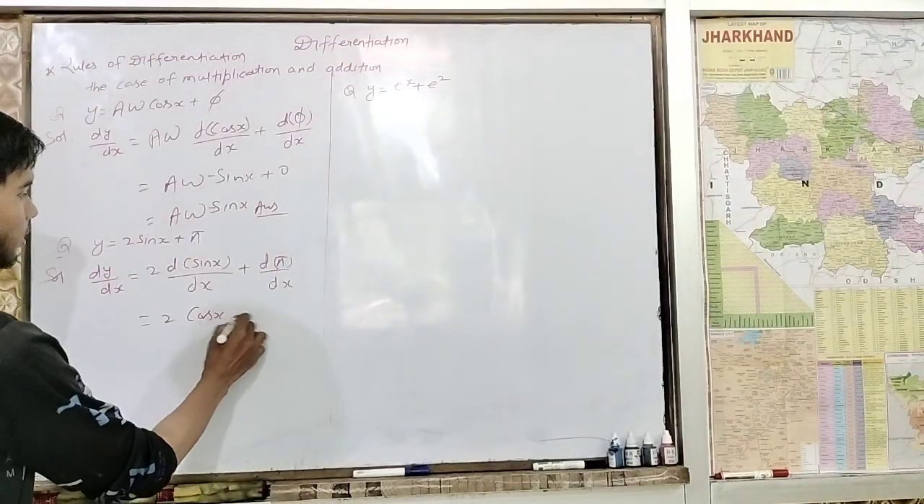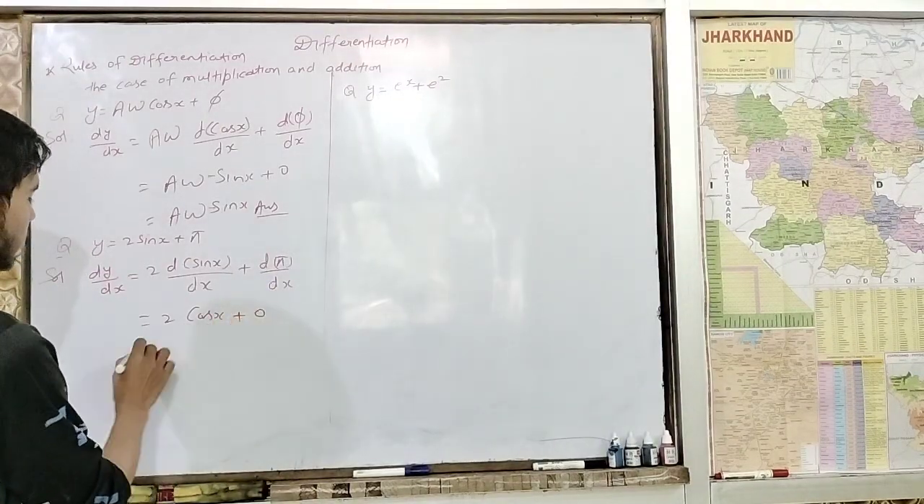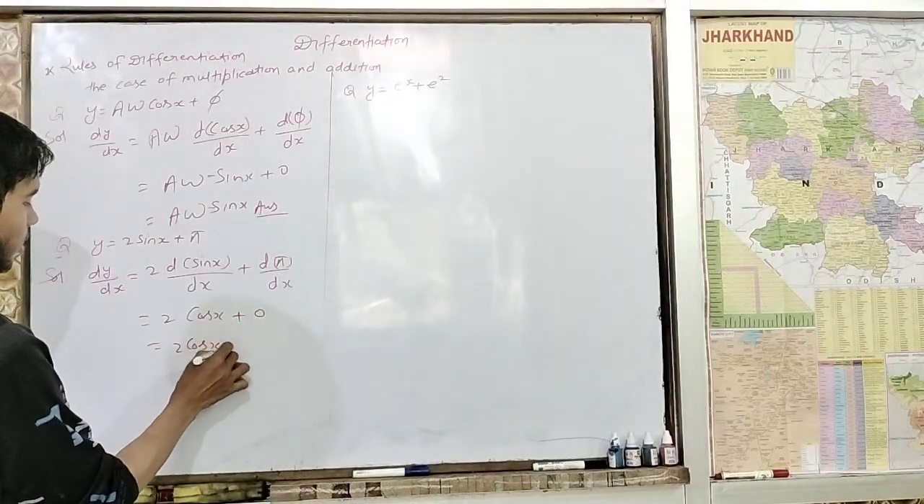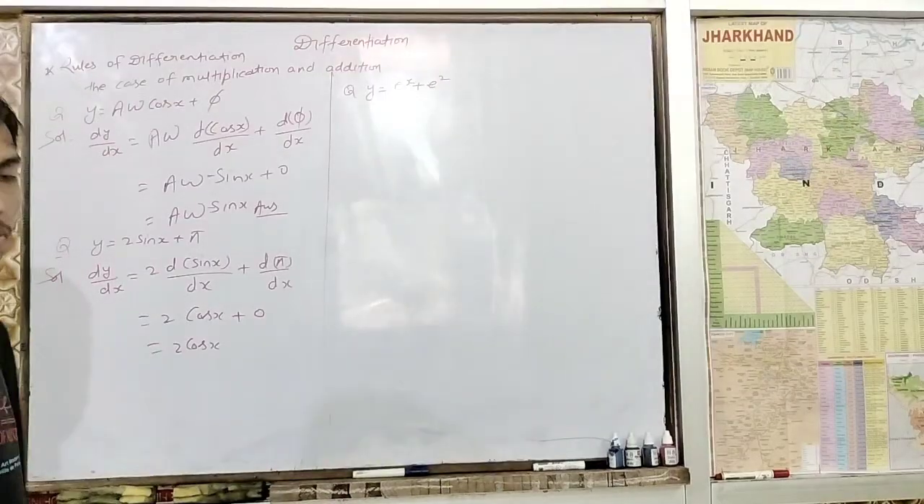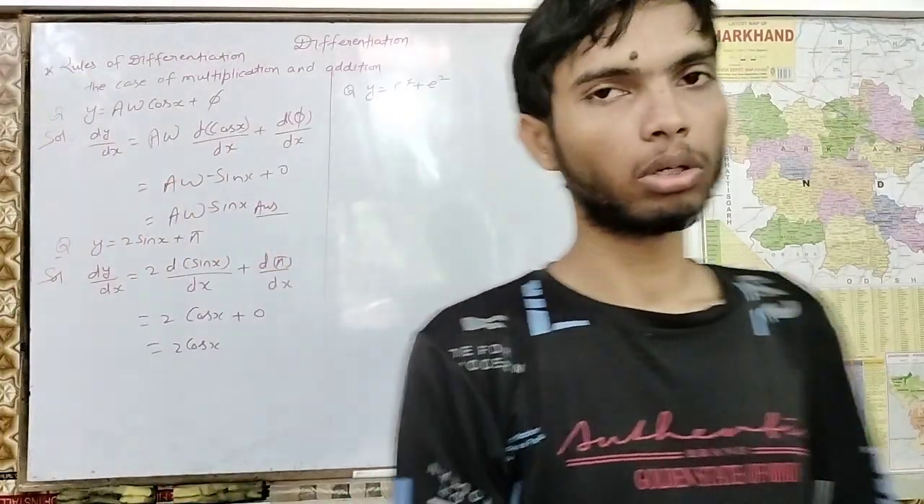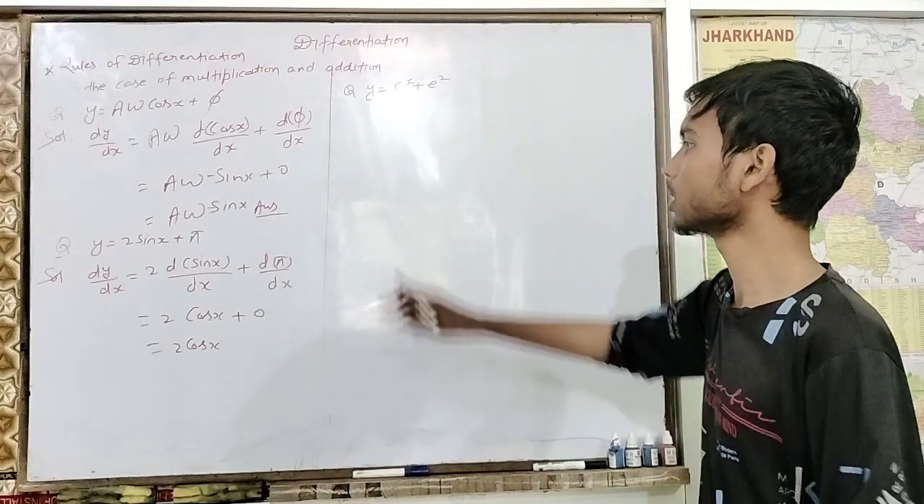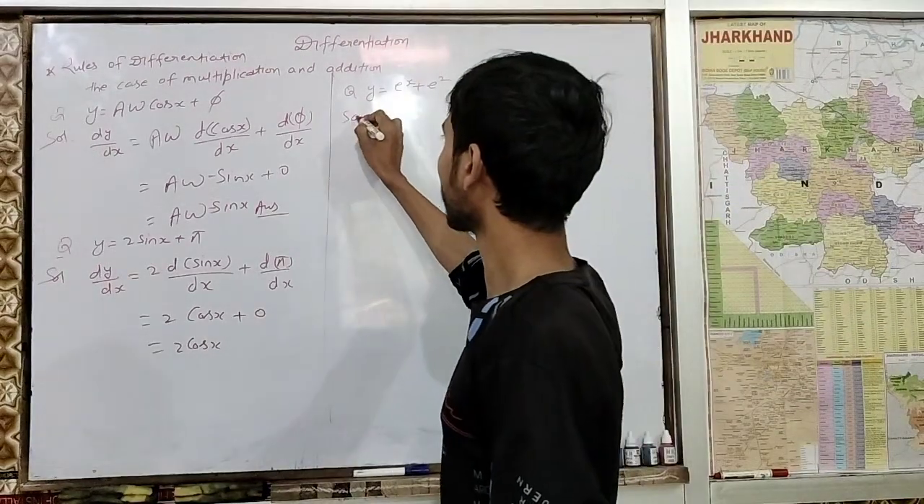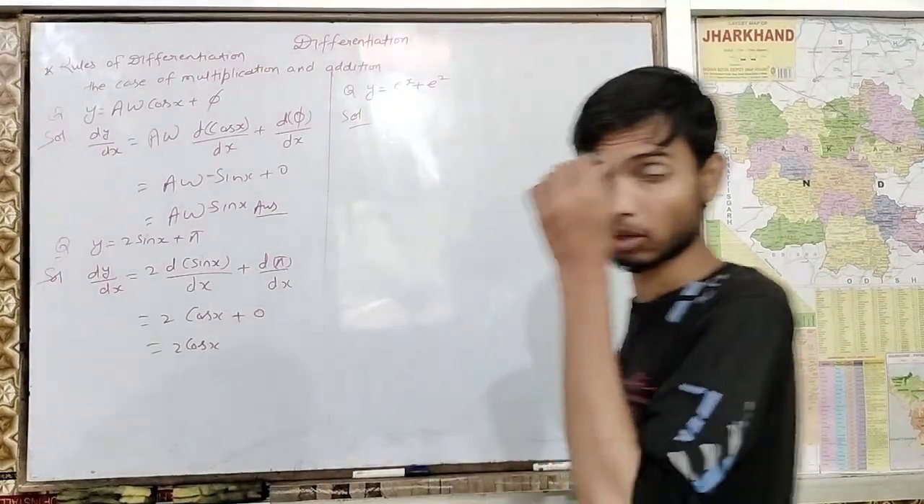Operator will be positive. Now next we have this 0. At the end we are getting 2 cosec x. Now over here in this, look at over here. What is happening over here?